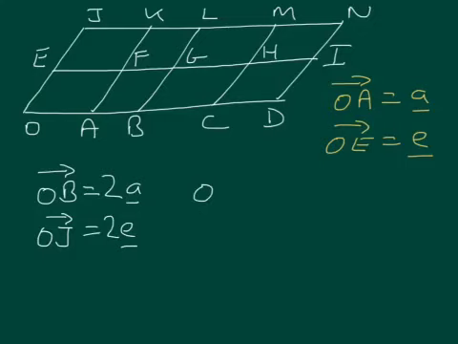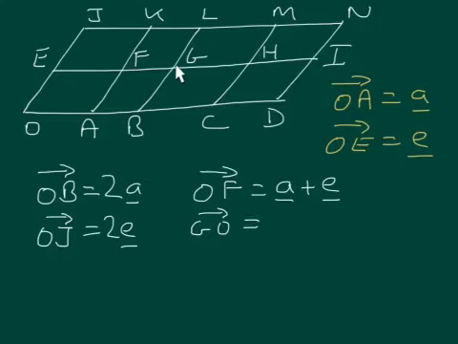What's the vector from O to F? From O to F, I do OA and then I do AF. O to A is A. A to F is the same as O to E. So A to F is E. It's not right like that. I've got to underline the vectors. In textbooks they tend to write it in bold type, but we can't really write in bold type, so we underline.